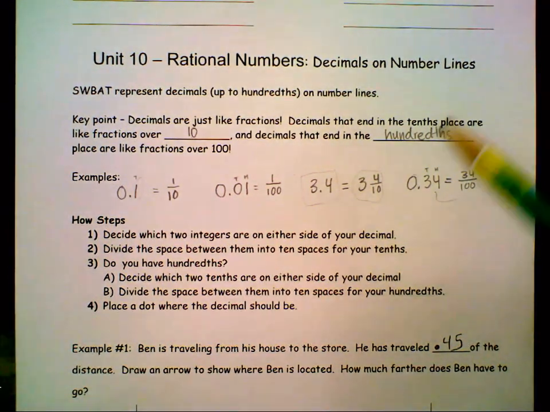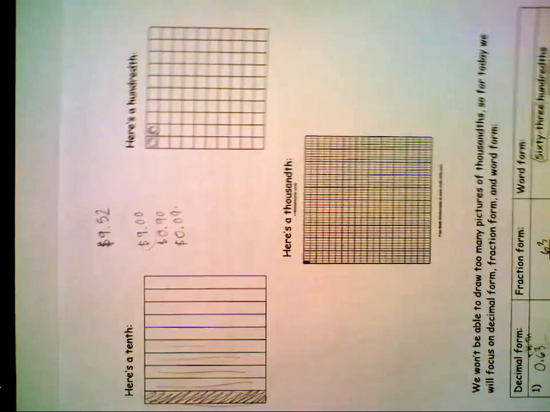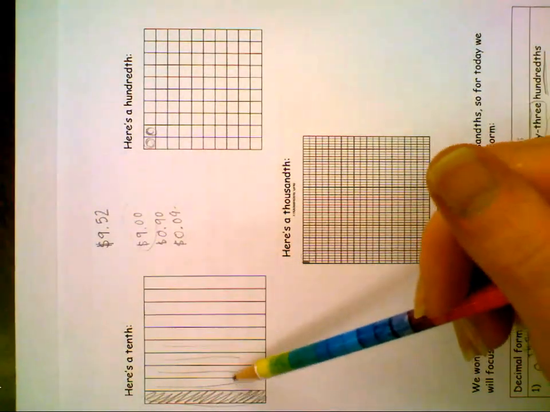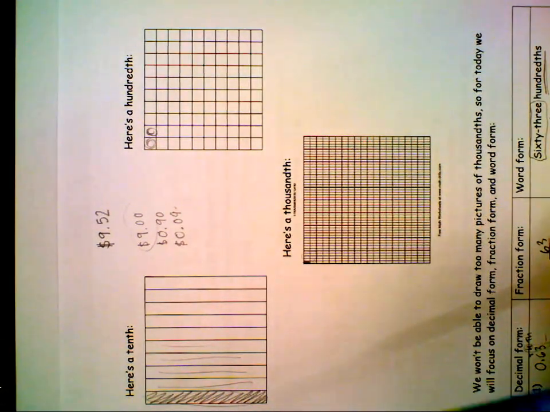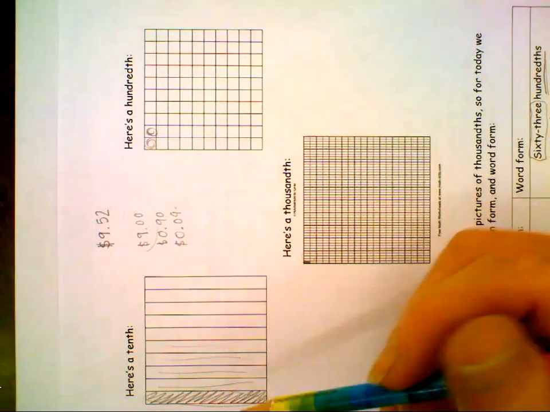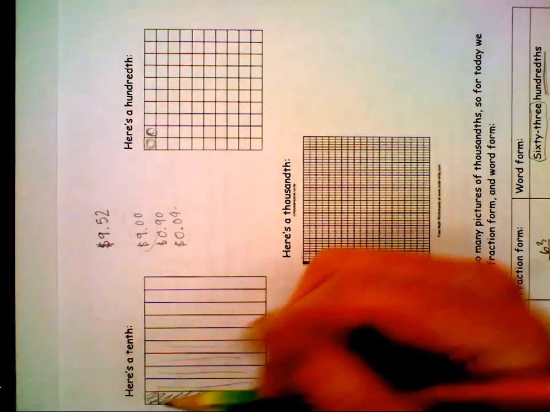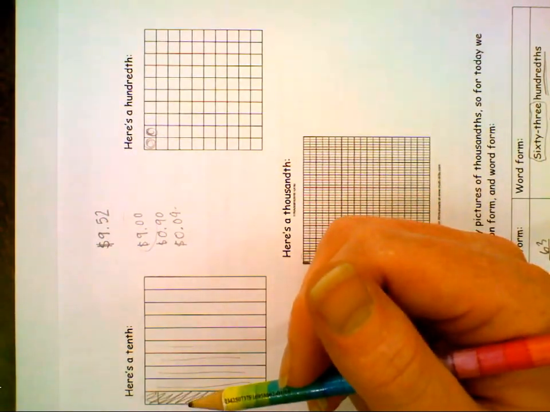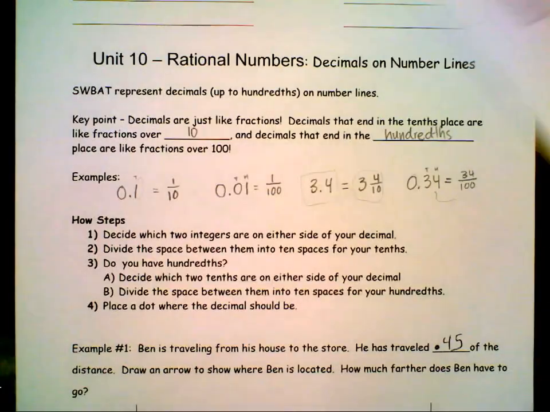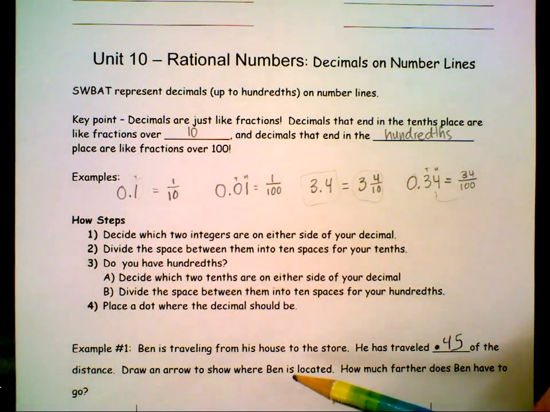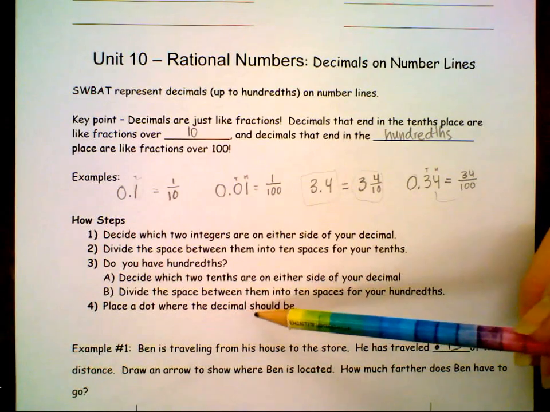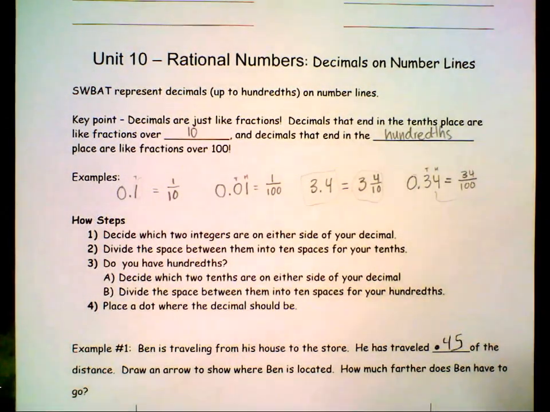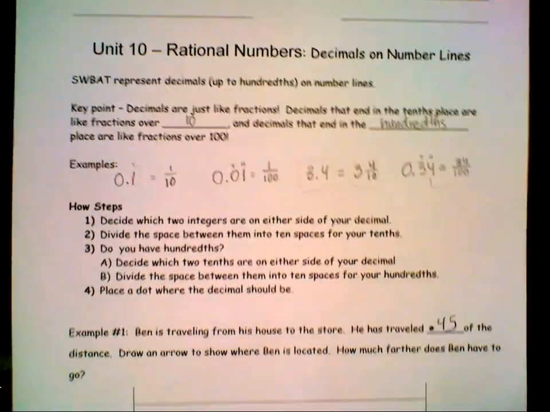If we remember here, I'll just put it this way so I can fit it quickly. These are tenths. These are hundredths. So if I divide this into 10 pieces, then that would give me hundredths. And I can do the same thing by just dividing one of them into hundredths. In our final step, place a dot where the decimal should be. Now let's look at some problems.